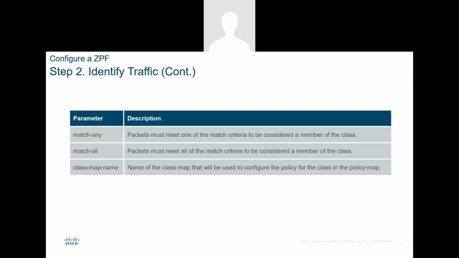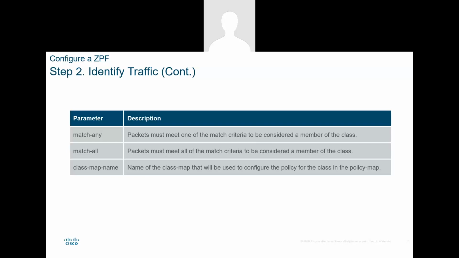An example of this would be if we had it set up as class match, match any web-services. That would match the protocols for HTTP, HTTPS, or DNS. Now, you would use match any when you need to group multiple related traffic types without requiring all conditions to be met. For example, what I just gave, allowing multiple protocols like web browsing and DNS under the same policy.